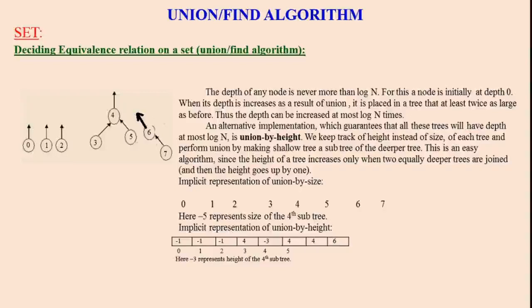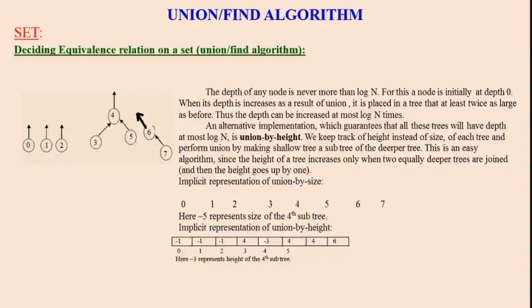Here the depth of any node is never more than the logarithm of n. For this, a node is initially at depth 0. When its depth increases as a result of a union, it is placed in a tree that is at least twice as large as before. Thus the depth can be increased at most logarithm of n times.